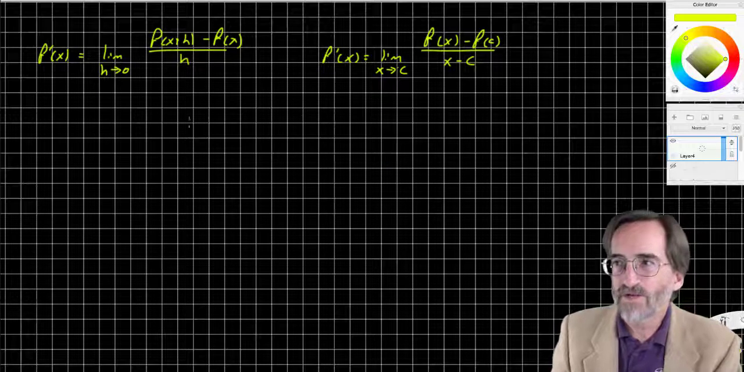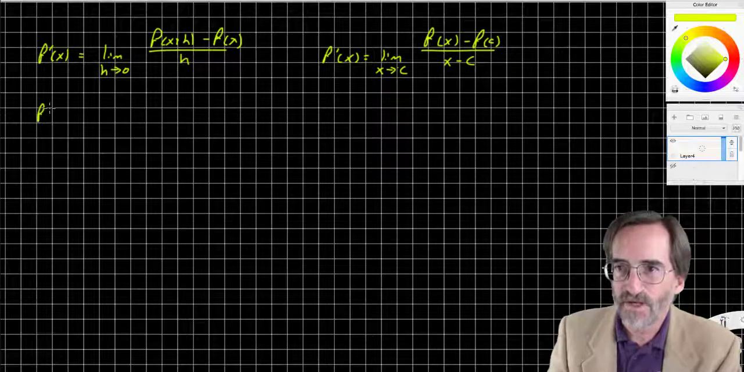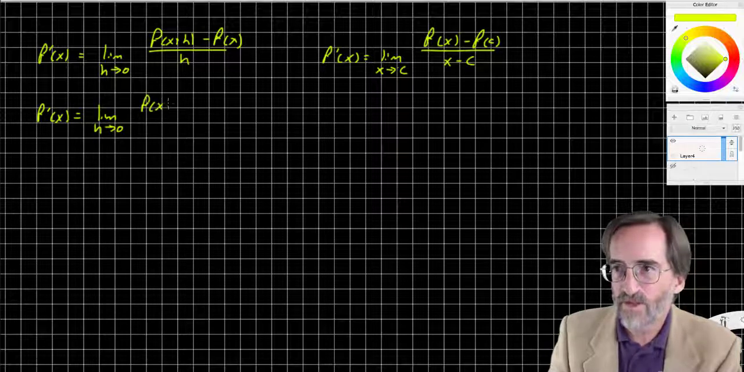But the double-sided differential basically says this, and I've presented this once before: f prime of x equals the limit as h approaches 0 of f of x plus h minus f of x minus h.